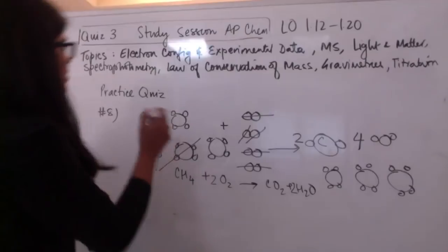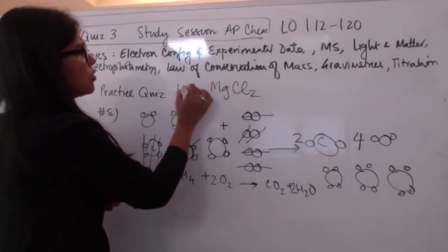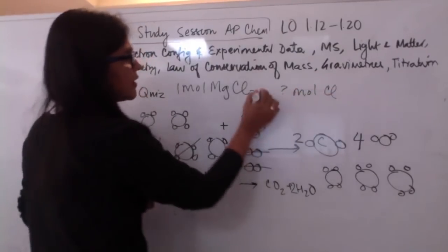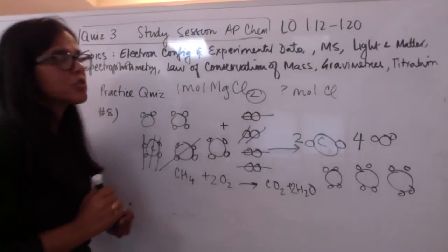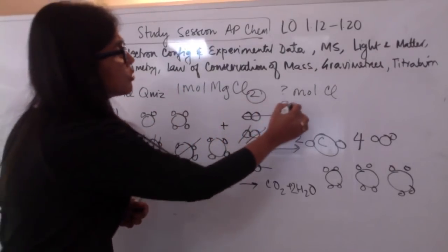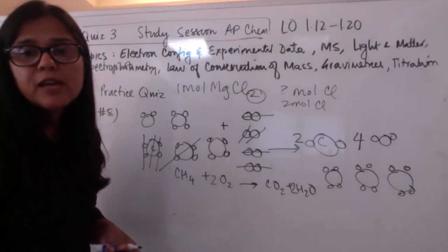Shravya, in MgCl2, in 1 mole of MgCl2, how many moles of Cl are there? This subscript tells you how many moles. So in 1 mole of MgCl2, there are 2 moles of Cl. Remember, we are not talking Cl2, we are talking moles of Cl.